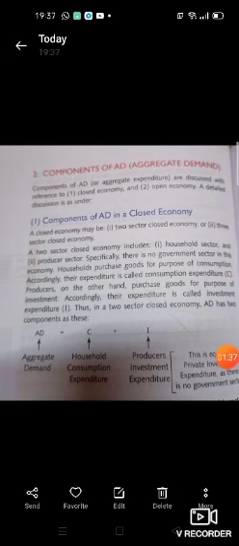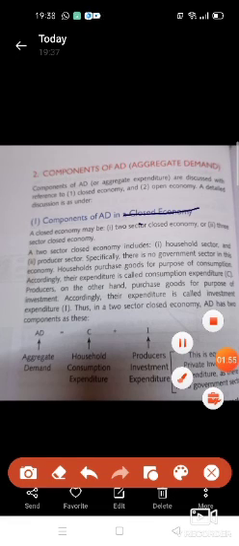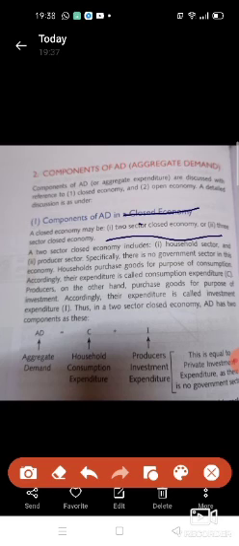Now, components of aggregate demand. Components of aggregate demand or aggregate expenditure are discussed with reference to closed economy and open economy. A closed economy may be a two sector closed economy or a three sector closed economy. A two sector closed economy includes the household sector and the productive sector.